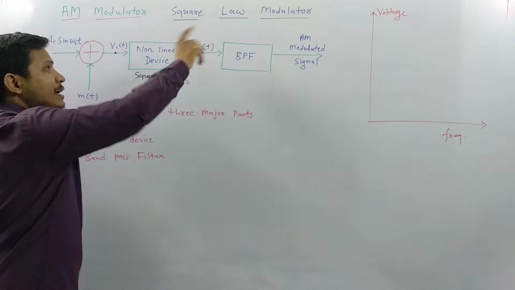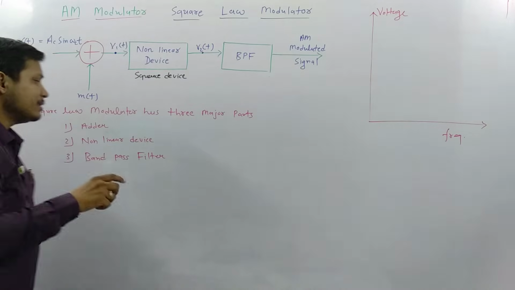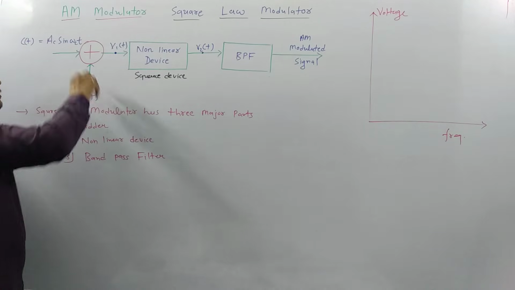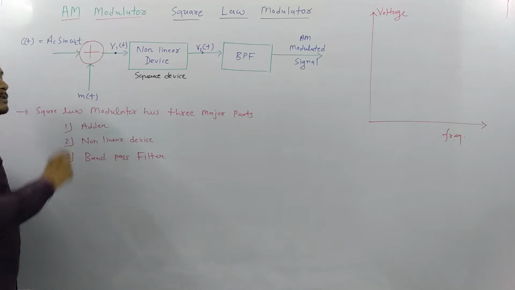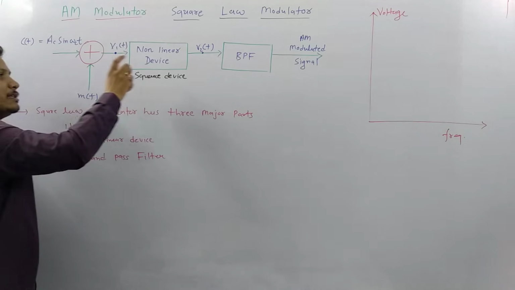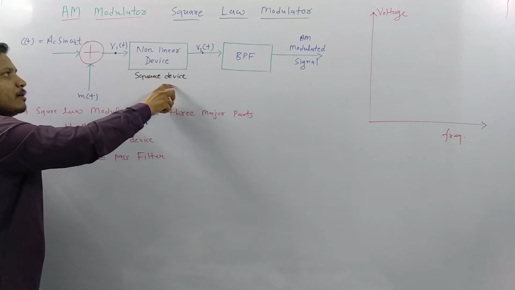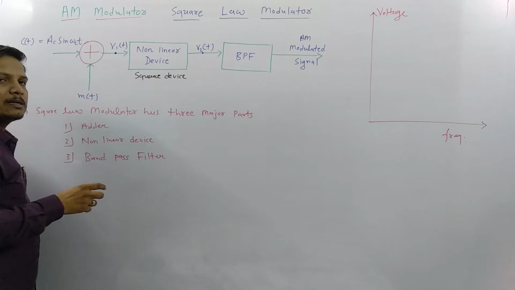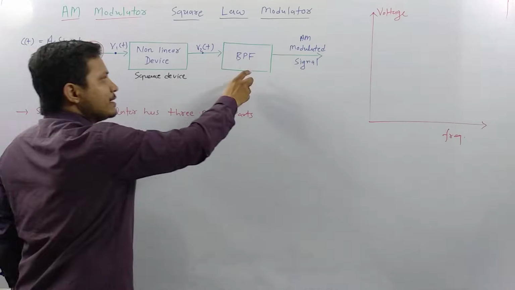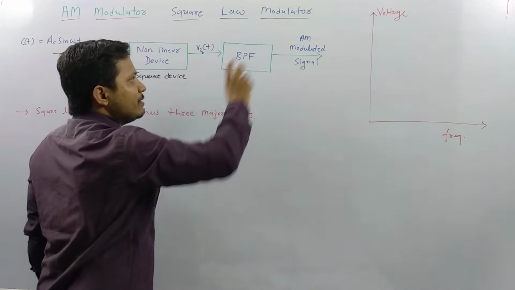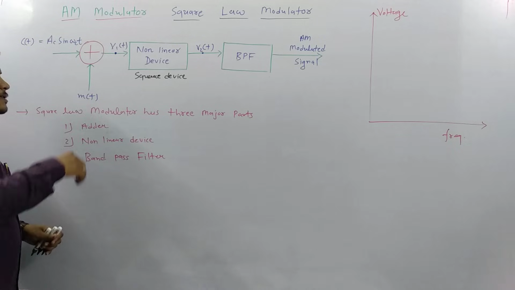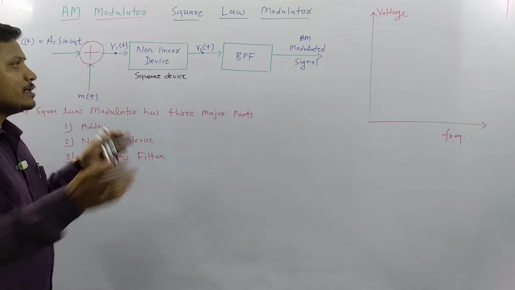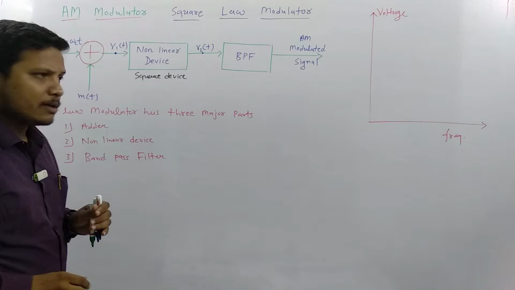So the square law modulator has three major parts. First is the adder, which adds the carrier signal and the modulating signal. Then we pass it through the square law device, or one can say non-linear device. Then we pass that signal through the band pass filter and we will have the AM signal. So let us try to understand how this complete circuit is functioning.